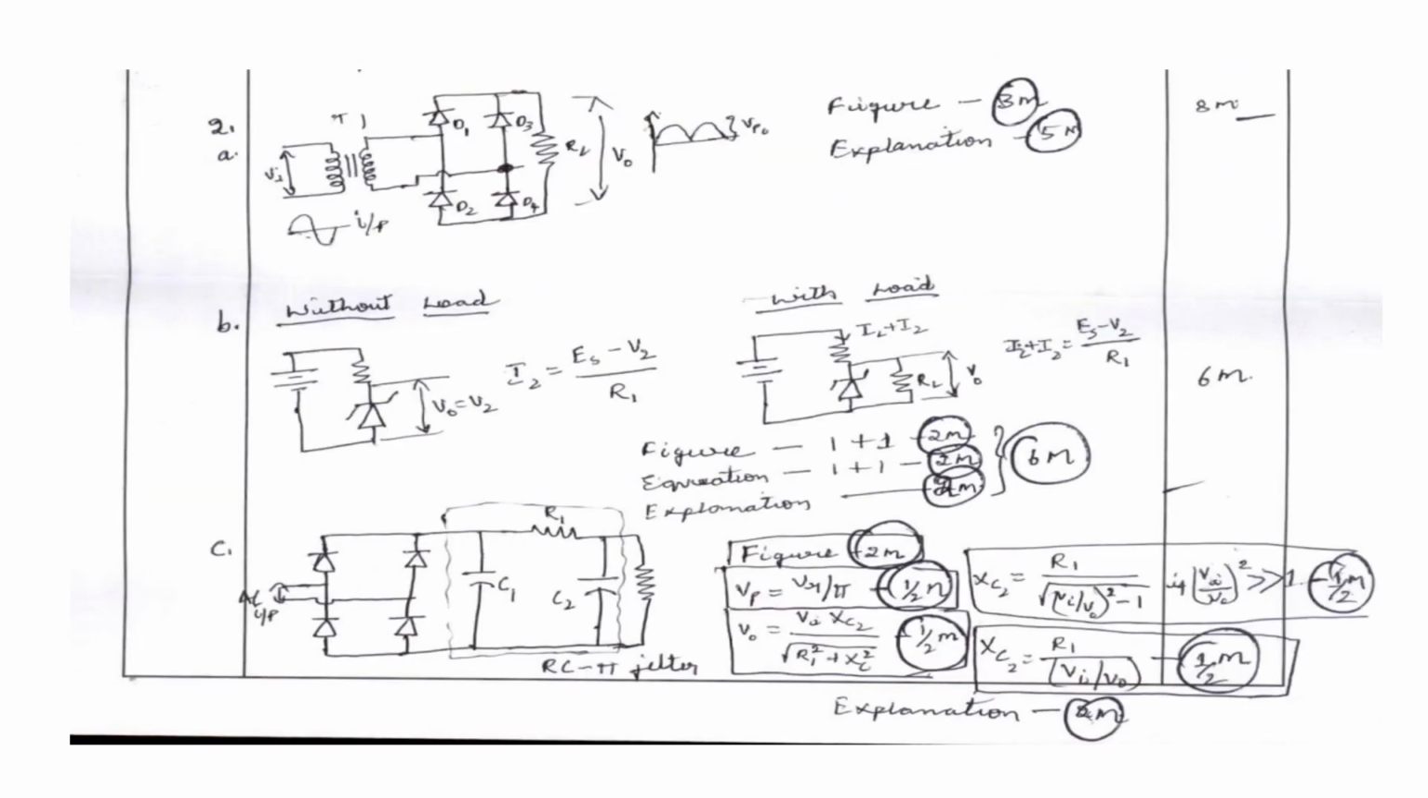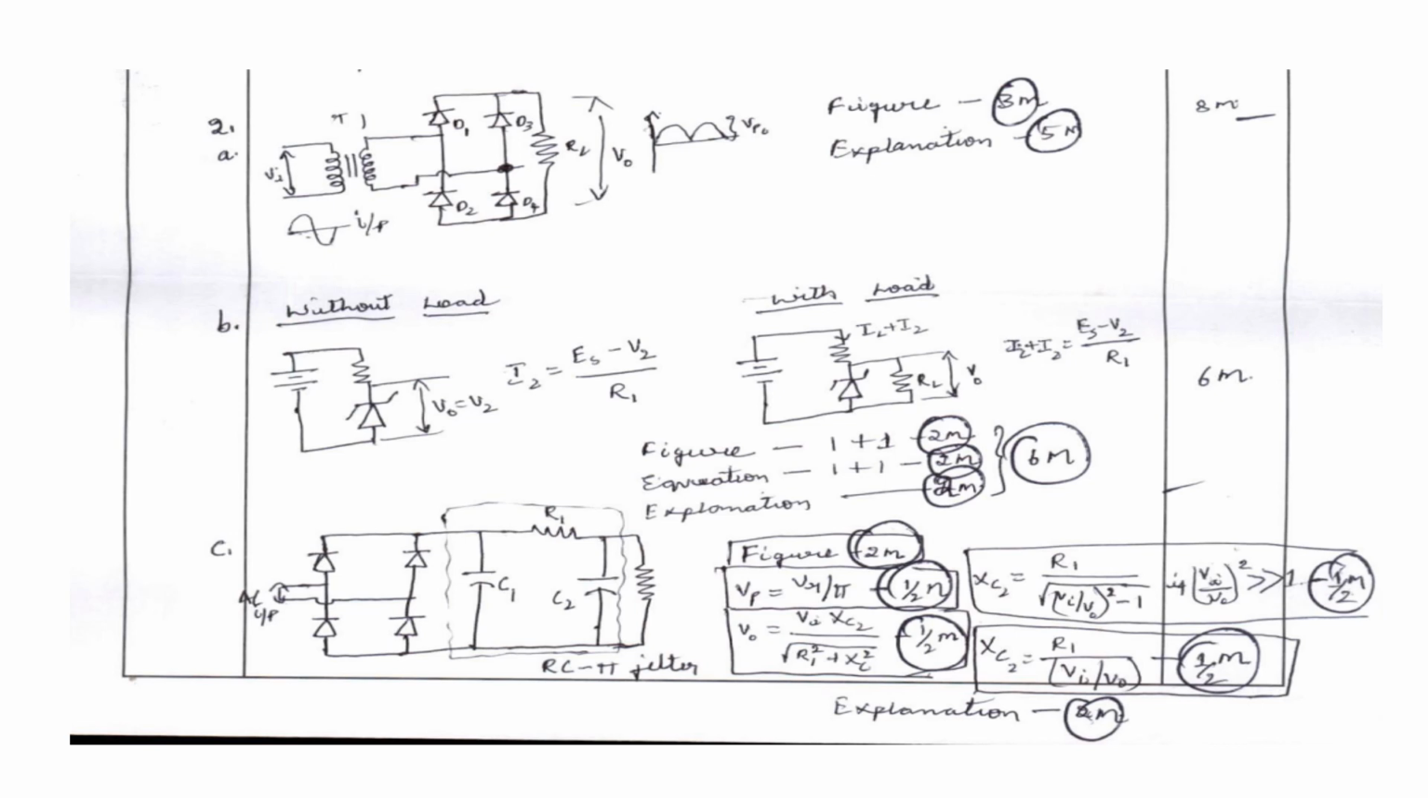The second set of or choice in module 1 is 2A was explain full wave bridge rectifier. So the circuit carries 3 marks. Circuit with the graph carries 3 marks, and explanation how the circuit functions and how the graph is generated carries 5 marks. So totally it is of 8 marks.